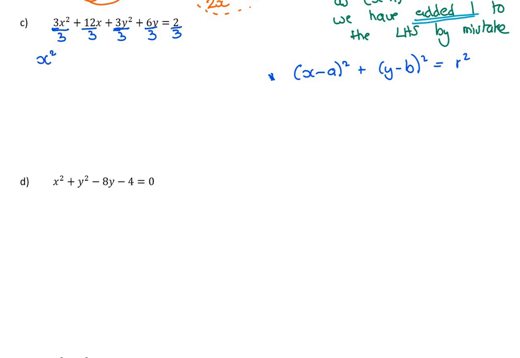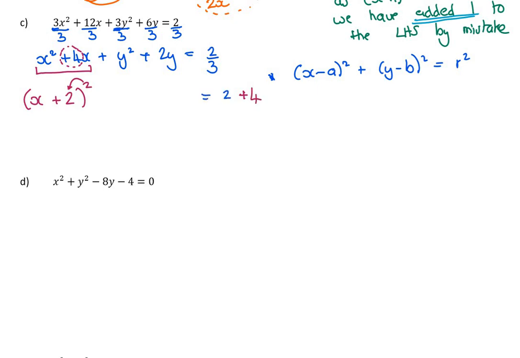So now I get x² + 4x + y² + 2y = 2/3. It's unfortunate about that fraction, but oh well. So now if I look at these two, x² + 4x can come from x, and we halve the coefficient of x, so this is plus 2. So that would have come from (x + 2)². However, if you go and work that out, you get x² + 4x + 4. So on the right-hand side, I need to go and add 4. So if I put my 2/3 in, it's now 2/3 + 4.